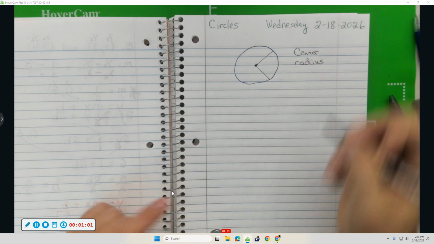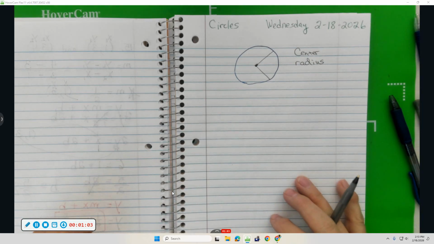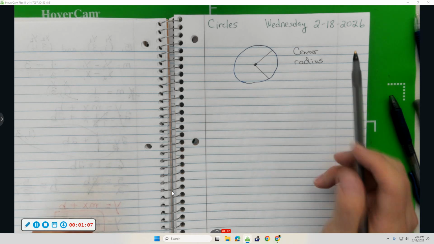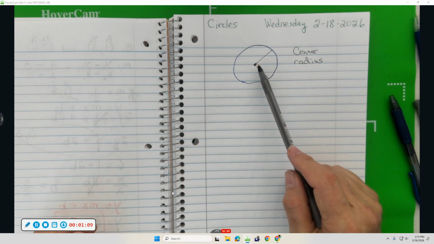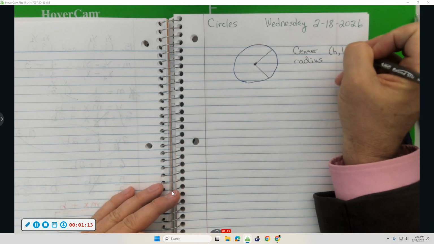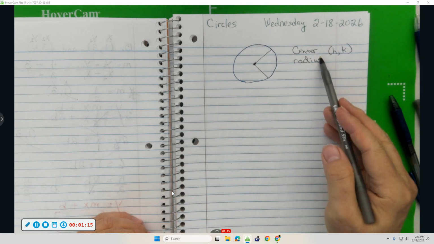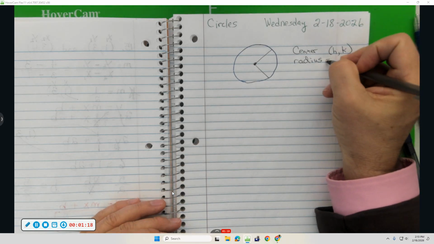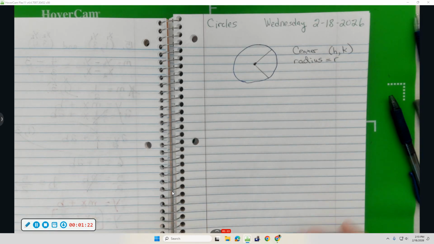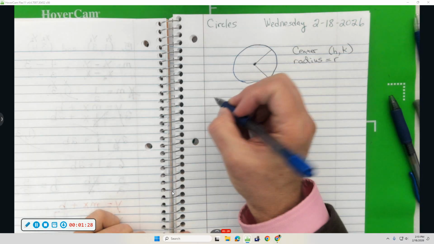Since we're taking an algebraic approach to circles, algebra, that means you need some variables. The variables we'll use to represent the center of a circle is the ordered pair (h, k). The radius, we'll just use the lowercase letter r. We have something called center radius form for the equation of a circle.